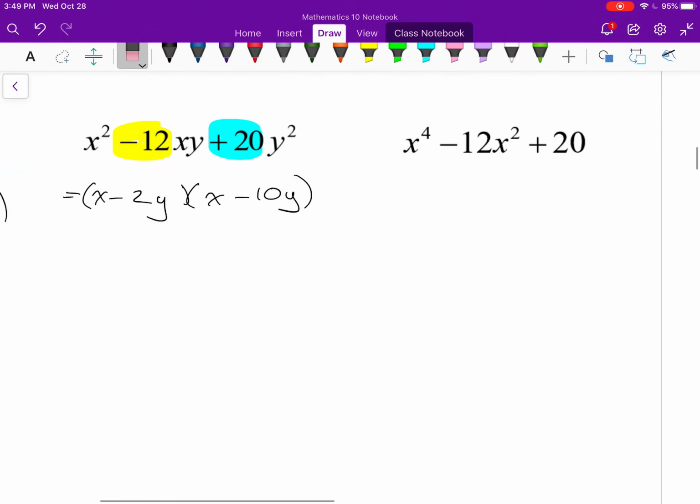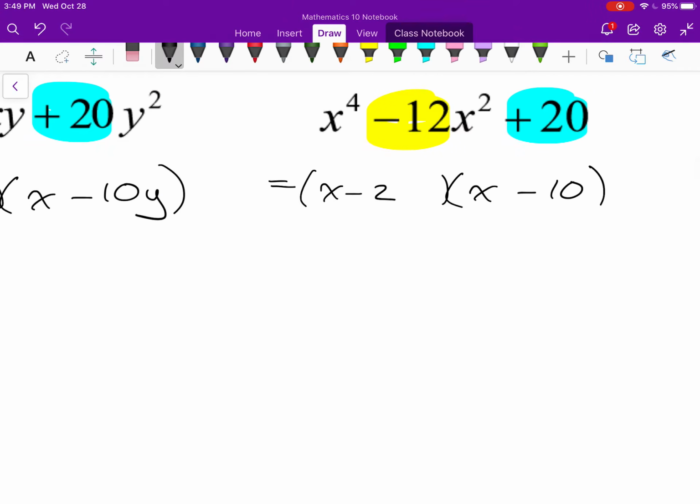And the last one is, again, different but similar. The difference here is that we have x to the power 4 and x squared. But again, I have the same coefficients of negative 12 and 20. So I will say again, the factors here will be very similar to the first one, x minus 2 and x minus 10. The difference here is when I FOIL it out, it has to get to x to the power 4, which means each of these must be squared. x squared minus 2, x squared minus 10.